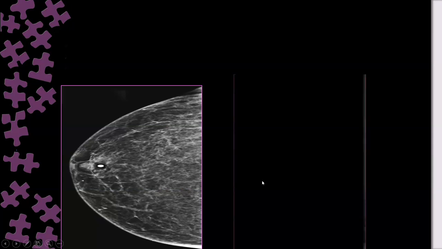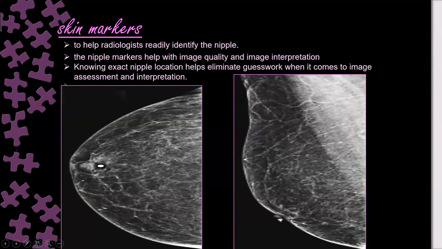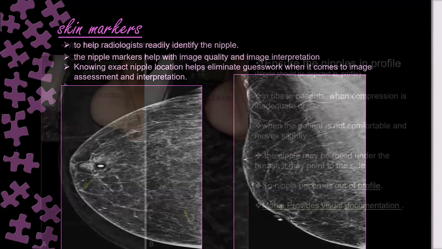We have to look at the other view. Look, the marker here is the nipple, and this area is not visualized here. So this confidently guides us that this is the nipple. So we avoid misinterpretation. You see how it is useful? We have to use it. By these markers, we are confidently knowing the exact location of the nipples. It eliminates guesswork, and allows quick assessment and interpretation.